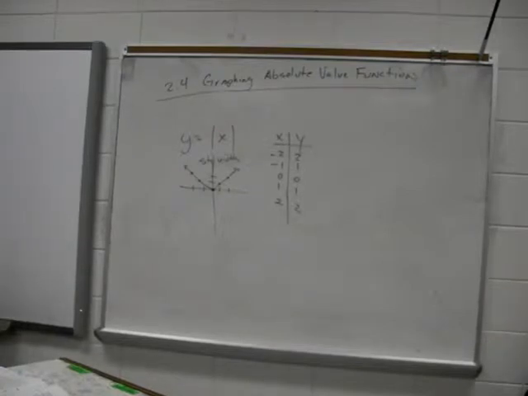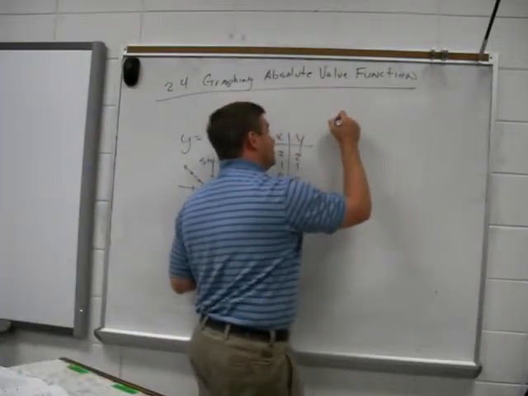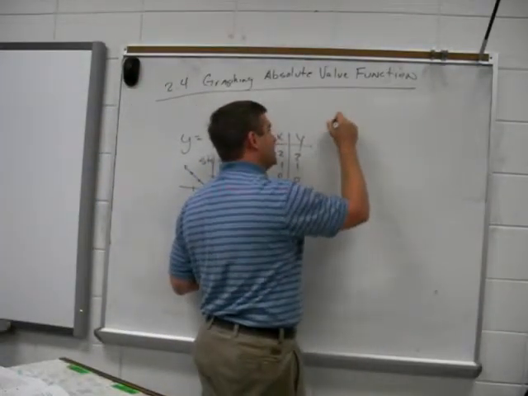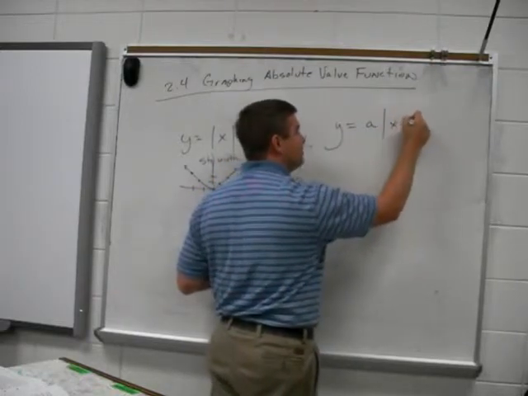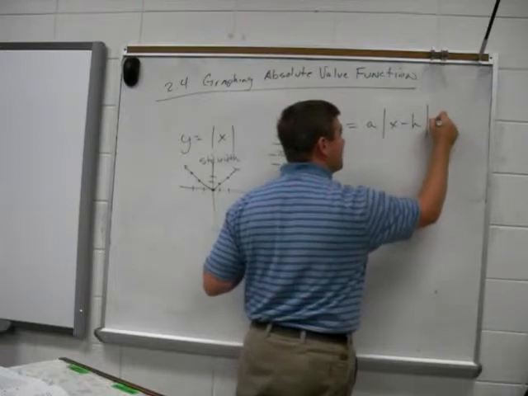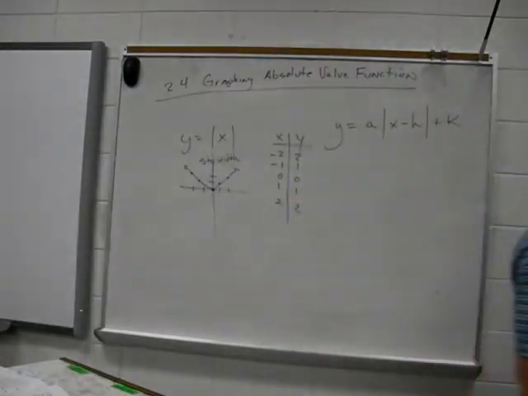The only problem with working on this board is I don't have much room. I can write it over. All right. The form that we use more than anything else is y equals a, absolute value of x minus h, absolute value plus k. Now that looks harder than what we just did, but really it's not.